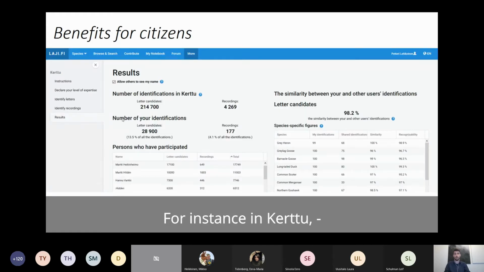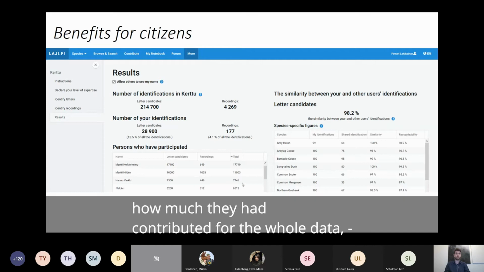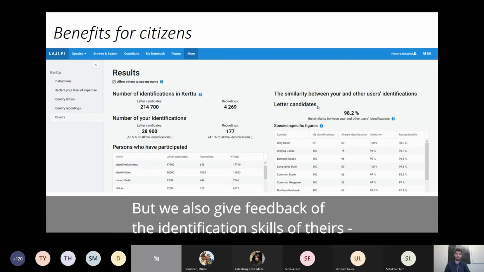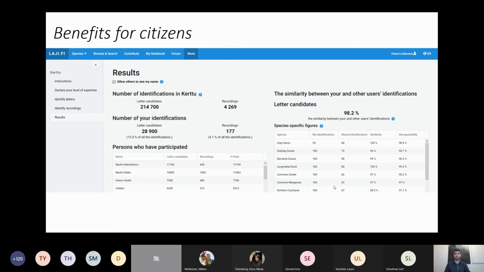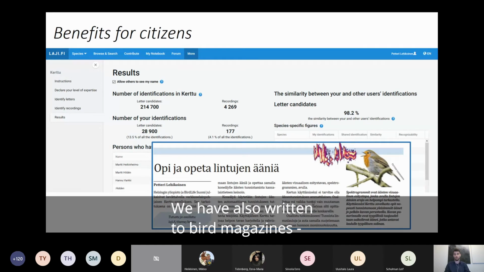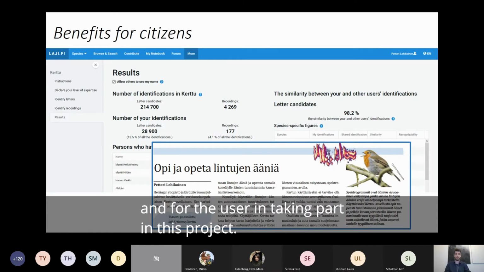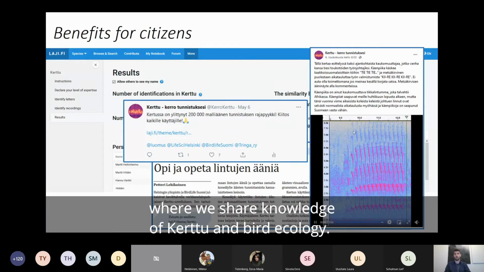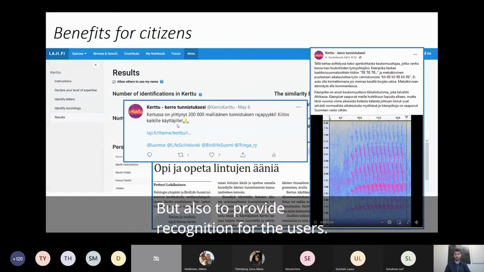And for instance, in Kerttu, we have tried to show the users how much they have contributed to the whole data. We show how much data we have gathered, but also give feedback on their identification skills compared to other people. So they can get feedback on how well they are recognizing which species and so on. We have also written to bird magazines to explain what the benefits are for us and what the benefits are for the user to take part in this project. And we also have a Facebook and Twitter account where we share knowledge of Kerttu, also knowledge about bird ecology, but also to provide recognition for the users.